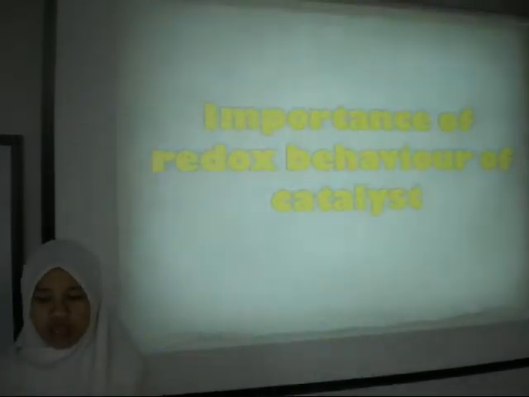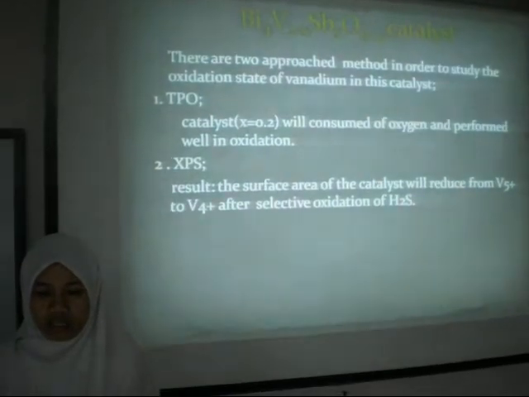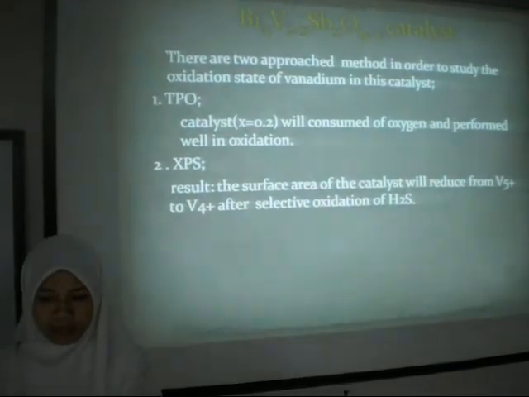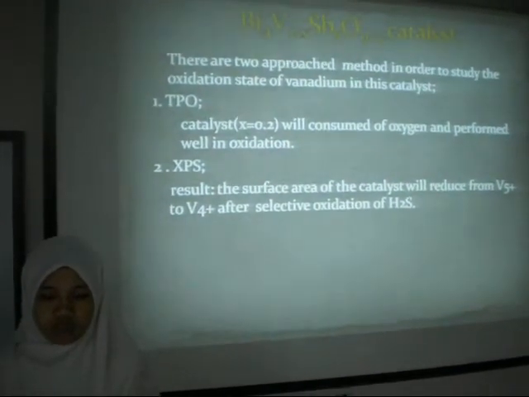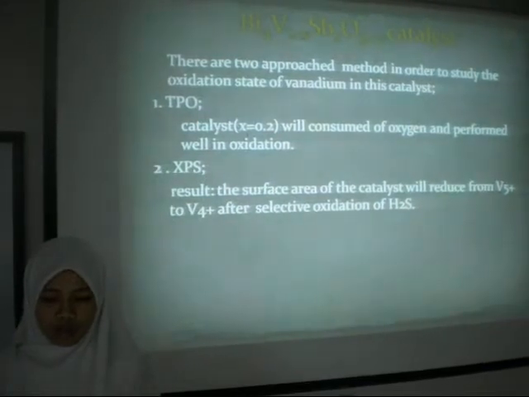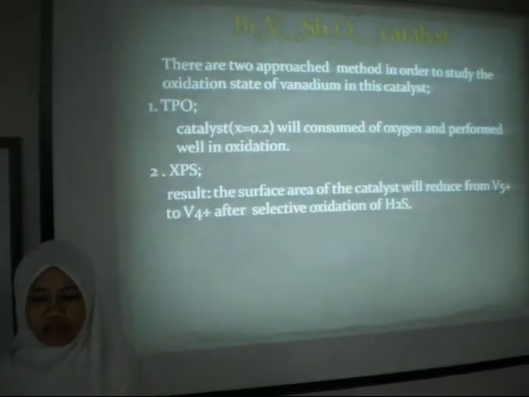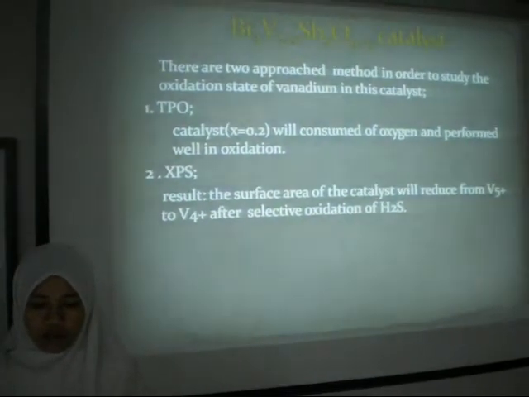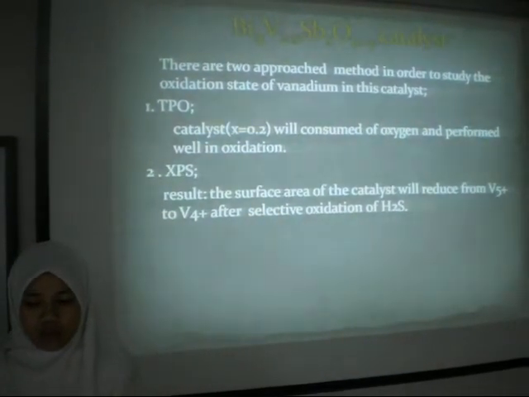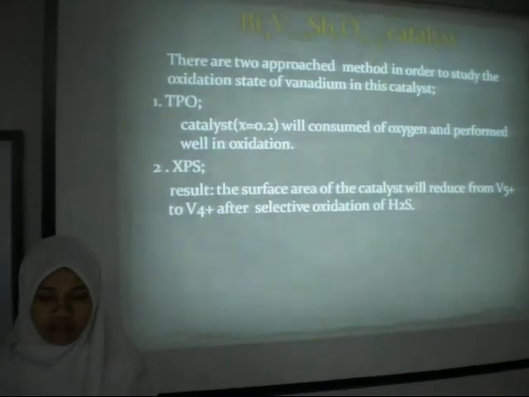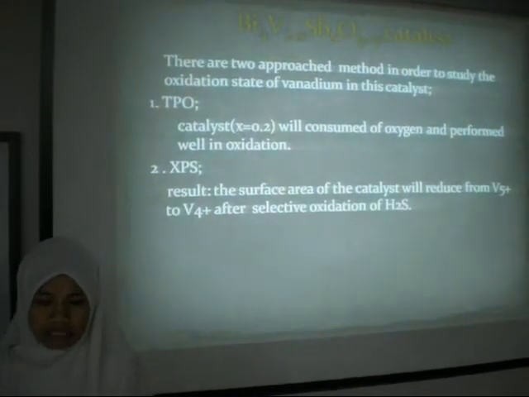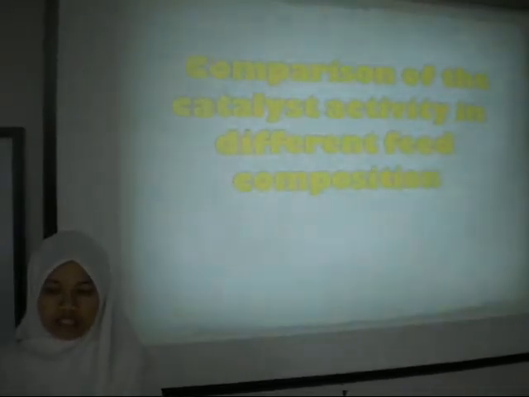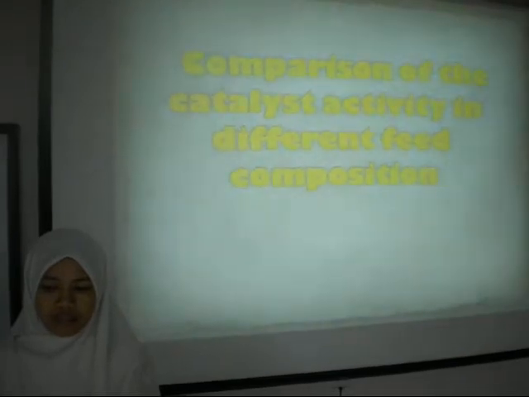And this also can play a positive role in the activity and stability of the catalyst. The importance of the redox behavior of the catalyst is that there are two methods in order to study the oxidation state of the catalyst. The first method is PTO, where a catalyst with n equals 0.2 will consume oxygen and perform well in oxidation. And the second method is SPS. From the result, the vanadium in the catalyst will reduce from V5+ to V4+ after selective oxidation of H2S. And the comparison of the catalyst activity in different feed compositions.